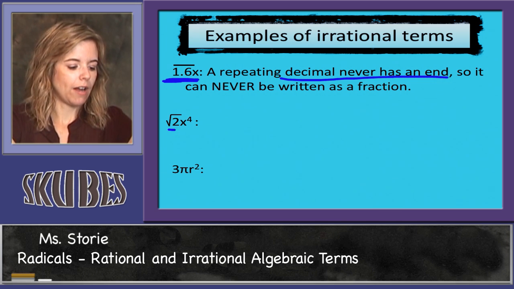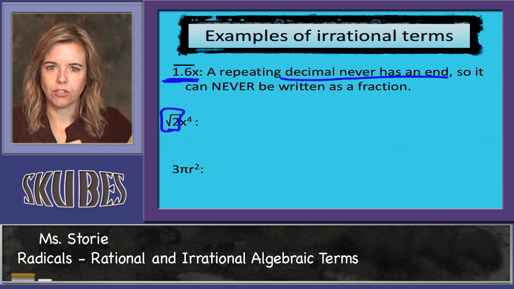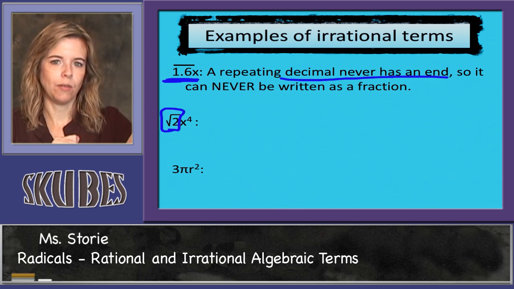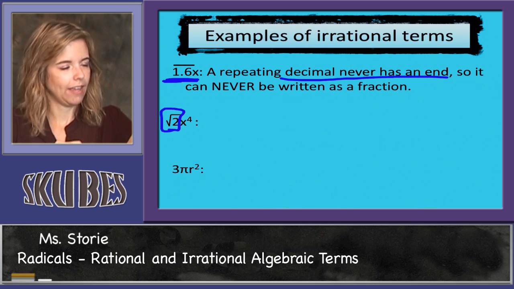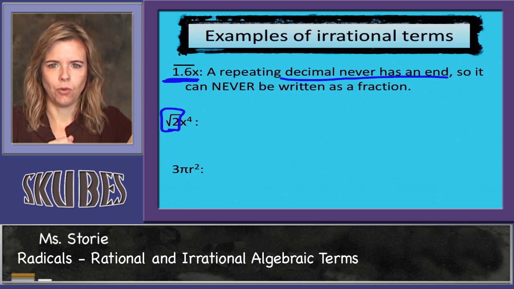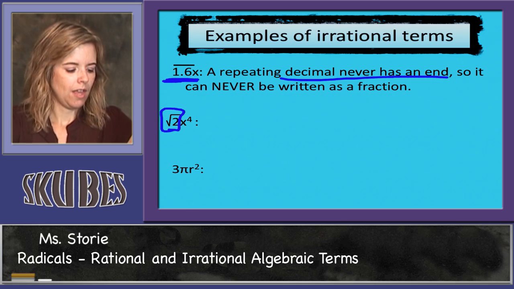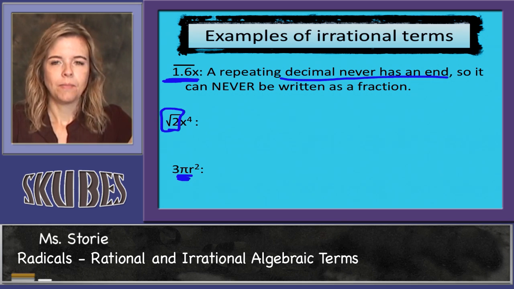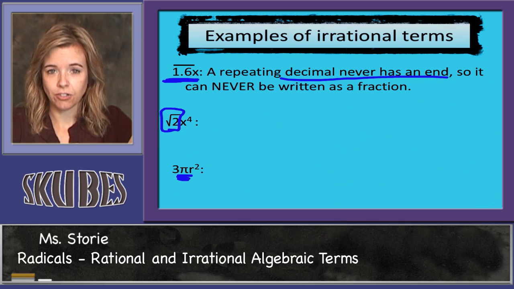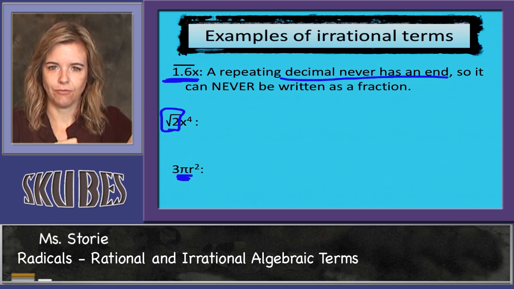Radical 2 is irrational because if you punch it into your calculator, you're going to end up with a non-terminating decimal. Again, if it's a number that goes on forever, we don't know where to stop and put something underneath it. And 3 pi. Pi is one of the most famous irrational numbers because it definitely never, ever, ever ends. So you can't put it as a fraction either.